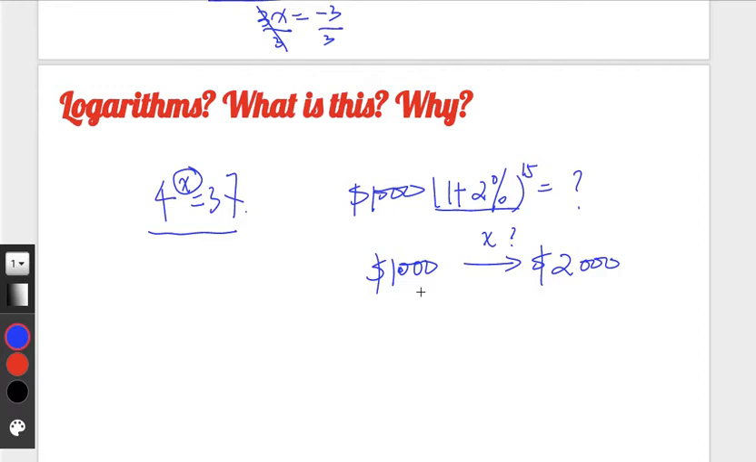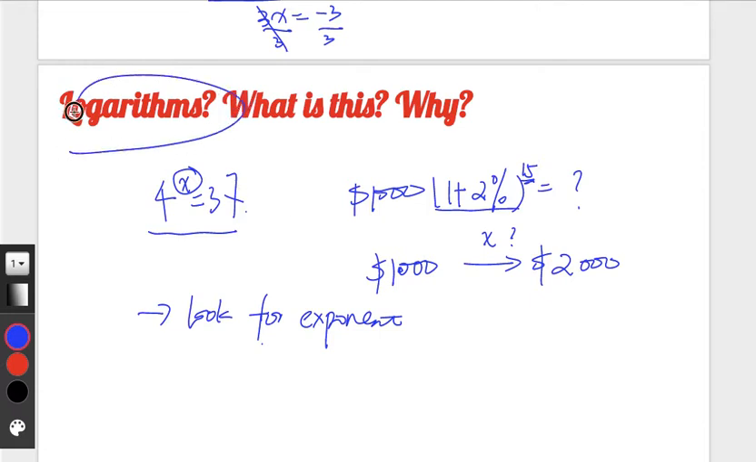This kind of question all links to a common idea: we are looking for exponents. In this scenario, how many years we need is actually an exponent over time. In this situation too, we look for exponents. So what kind of operation can help us find exponents? Logarithm. Logarithm is the one that can help us find exponents.